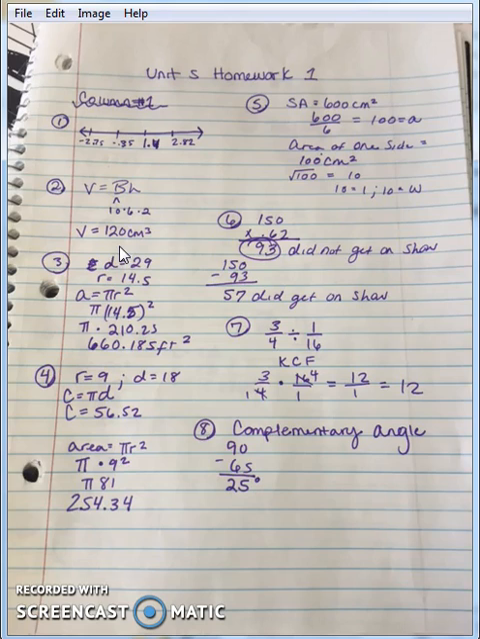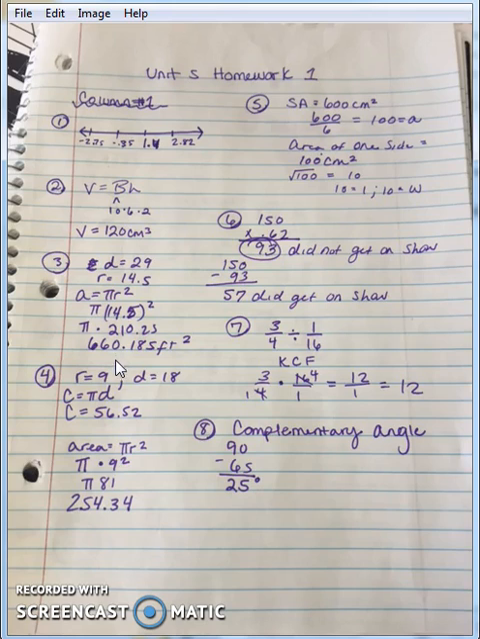Number 3, a circle has a diameter of 29 feet. What is the area? So if the diameter is 29, the radius would be 14.5. And so we can use the radius to find area using our formula pi r squared. So we have pi times the radius, which is 14.5 squared. 14.5 squared is 210.25. We multiply that by pi and we get 660.185 feet squared.